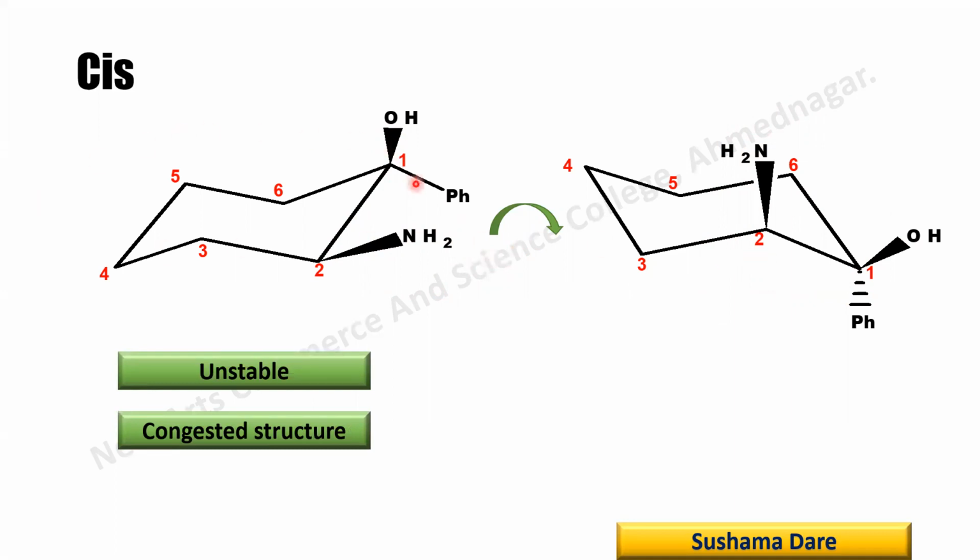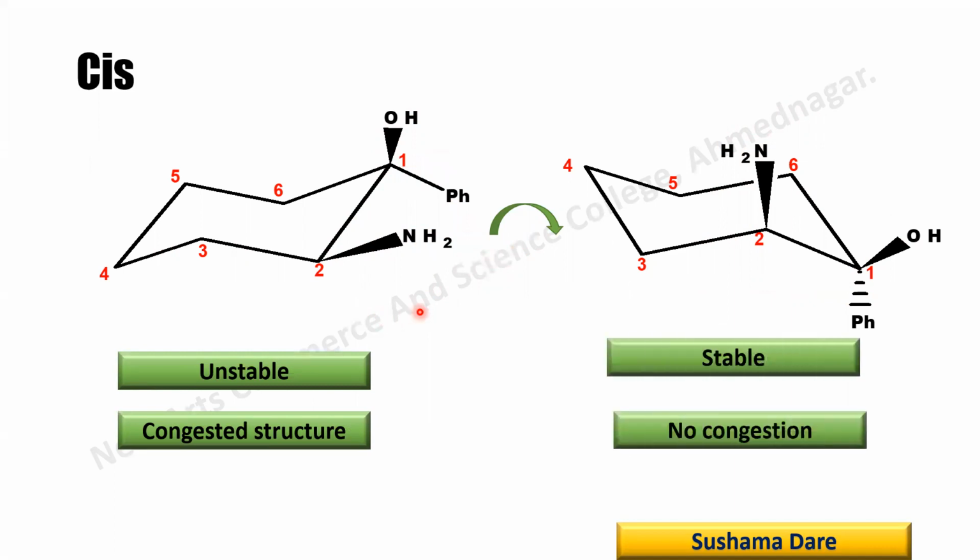The reason behind it is that this is the congested structure, while the second one is stable, because there is no congestion. So this structure is more stable as compared to the first one. Therefore, the equilibrium arrow is shown in the direction of this conformer. For the cis molecule, this structure is stable because of no congestion.